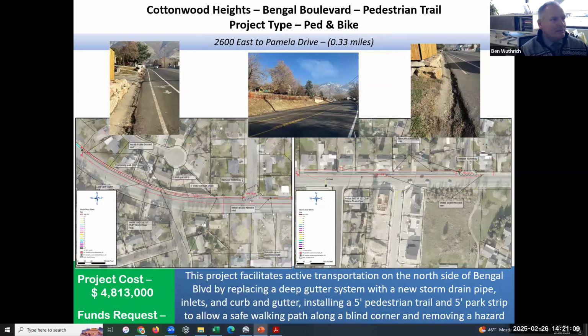The next project is also in Cottonwood Heights. This is on Bengal Boulevard. This is to construct a pedestrian trail between 2600 East and Pamela Drive, a little more than a third of a mile in length. This project is estimated to cost 4.8 plus million. The funds being requested are 4.4 plus million dollars.